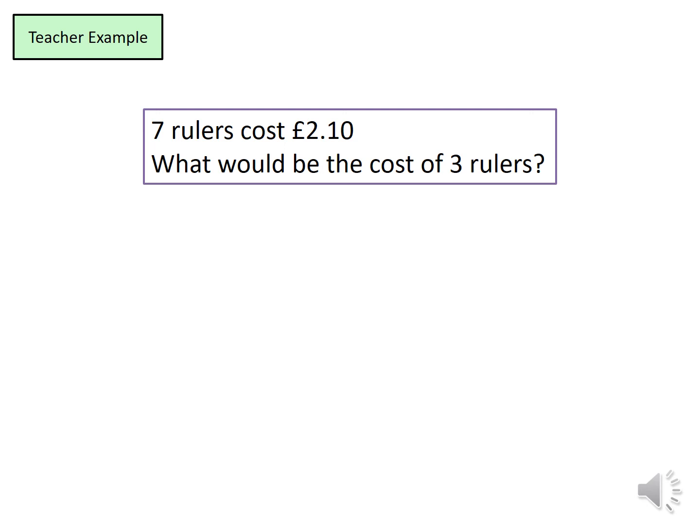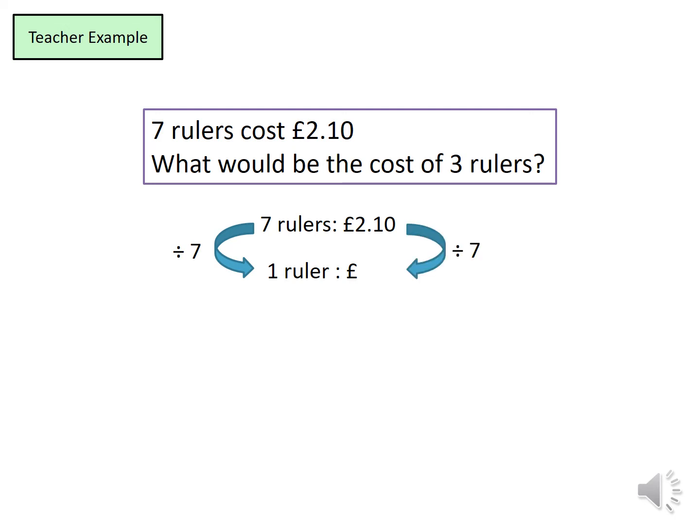Okay, 7 rulers cost £2.10. What would be the cost of 3 rulers? Again, we're going to follow our step-by-step unitary method. So we're going to work out the value of 1 ruler first. So 7 rulers cost £2.10. We divide by 7 to work out the cost of 1 ruler. So £2.10 divided by 7 is 30p. So 1 ruler costs 30p.